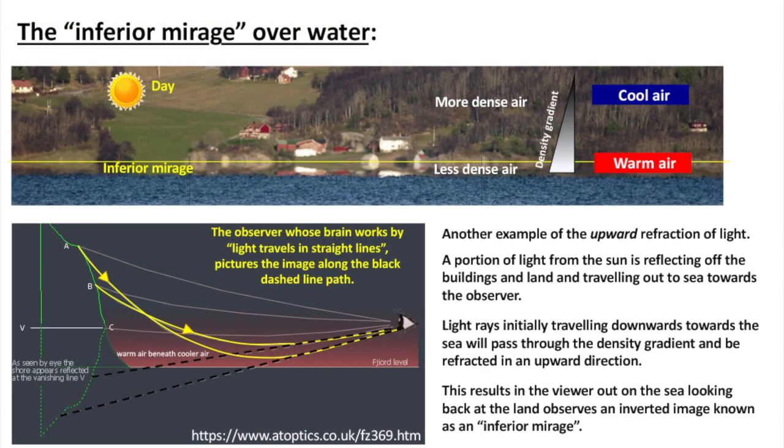The inferior mirage over water. Another example of the upward refraction of light. A portion of light from the sun is reflecting off the buildings and land and traveling out to sea towards the observer. Light rays initially traveling downwards towards the sea will pass through the density gradient and be refracted in an upward direction. This results in the viewer out on the sea looking back at the land observing an inverted image known as an inferior mirage. The observer, whose brain works by light traveling in straight lines, pictures the image along the black dashed line path.